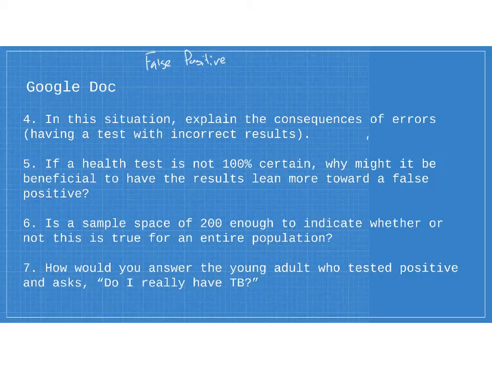Austin? They say you have the disease and you don't. Correct. So false positive, you tested positive, but it was false, which means you incorrectly tested positive. So they said you have TB, but you actually don't. So what are some consequences of having that?